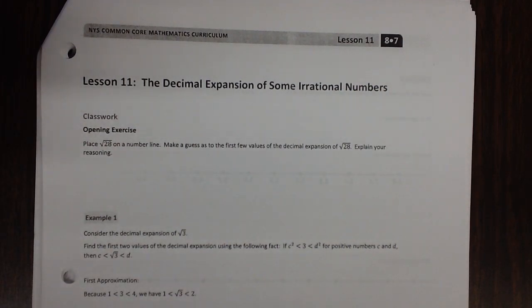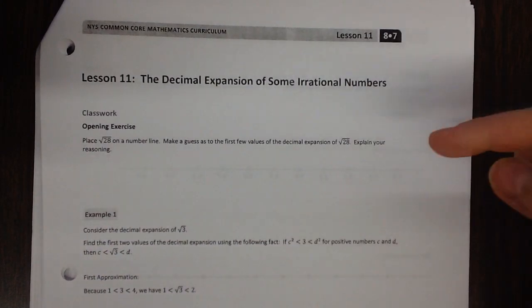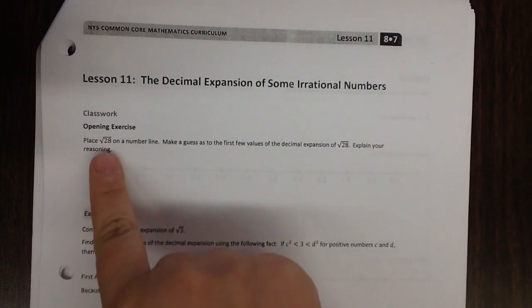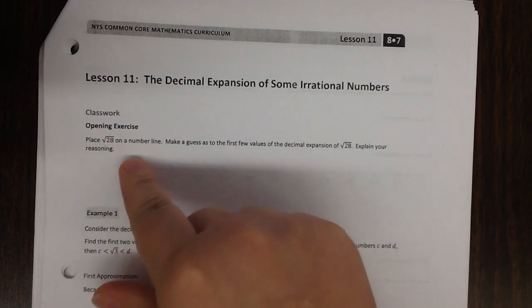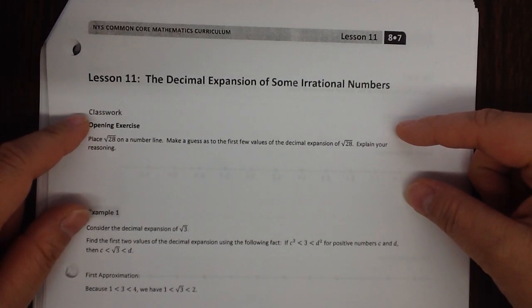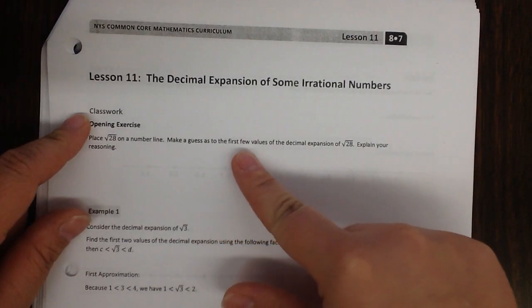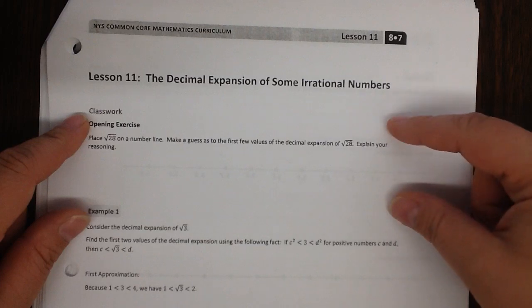Okay, in lesson 11, we're going to talk about the decimal expansion of some irrational numbers. And we're going to begin with this opening exercise of placing the square root of 28 on a number line. We have done something similar to this in previous lessons, so we're just going to go beyond this. I want you to do this on your own, kind of get an idea, pause, and give yourself a couple tries, like it says, guess the first few values, and explain.